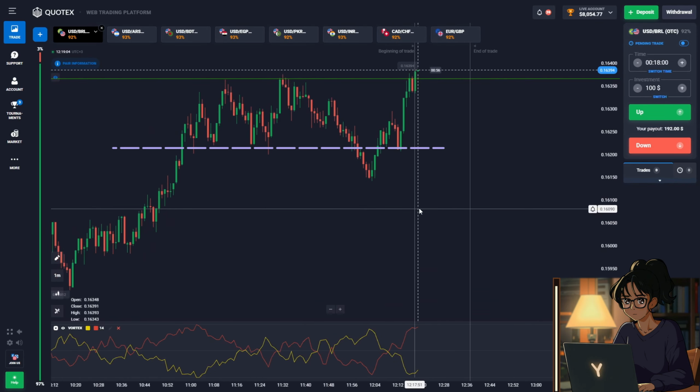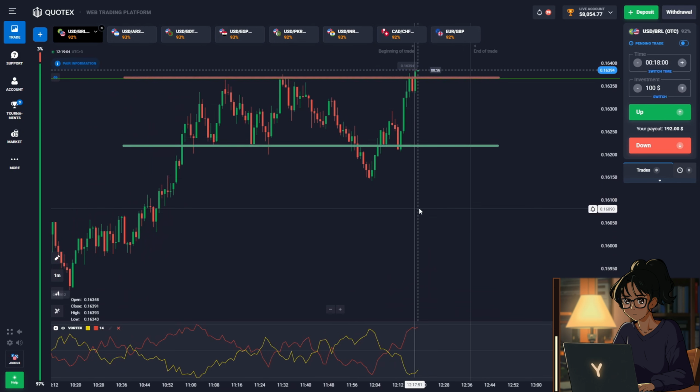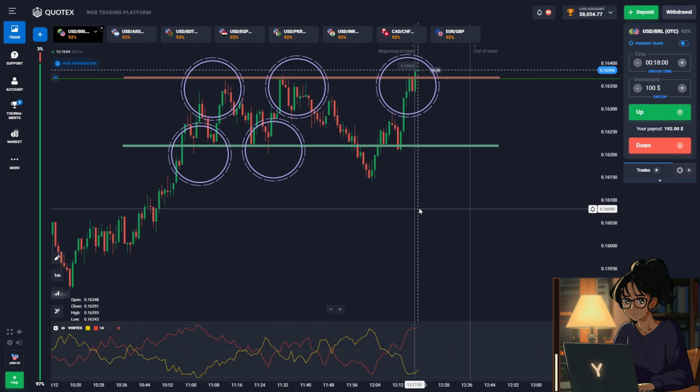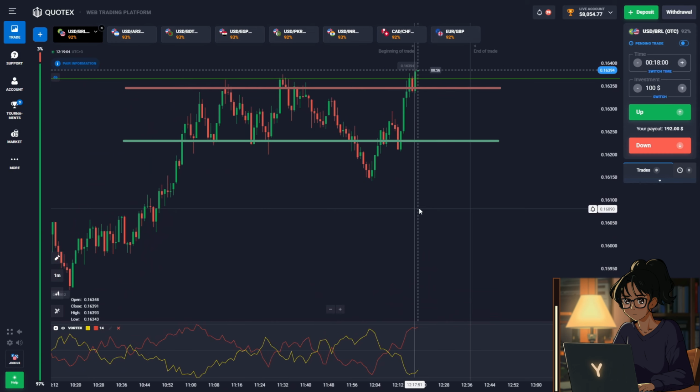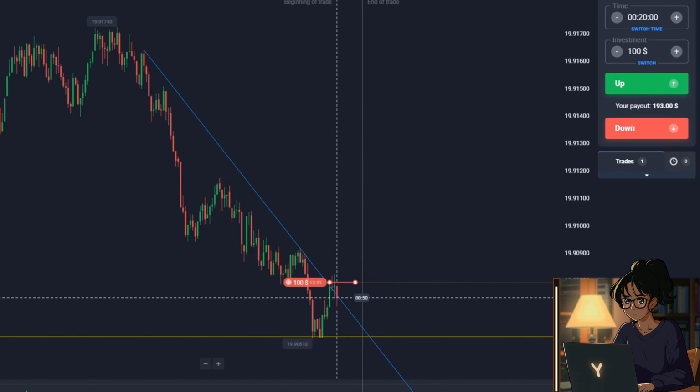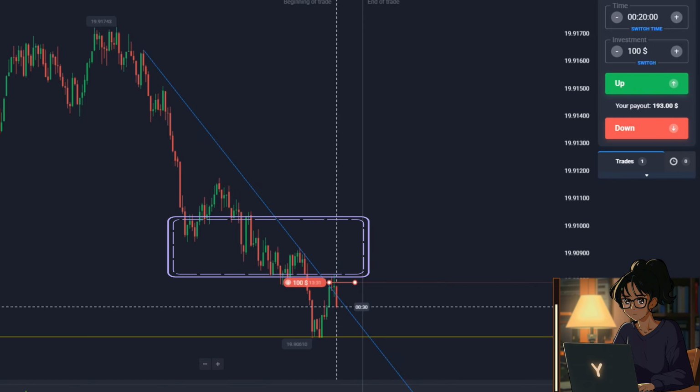A support level is where price stops falling and bounces upward. A resistance level is where price stops rising and pulls back down. To draw them, find areas where price repeatedly reversed or stalled. Use the horizontal line tool and mark the spots where price touched the same area multiple times. You can use either the candle wicks or bodies as reference points, but it's best to focus on zones where price has tested the level multiple times.